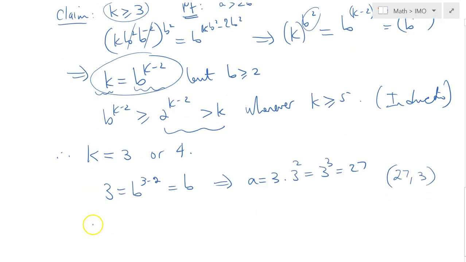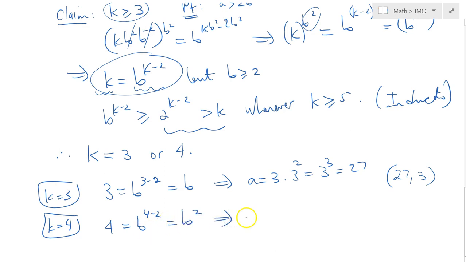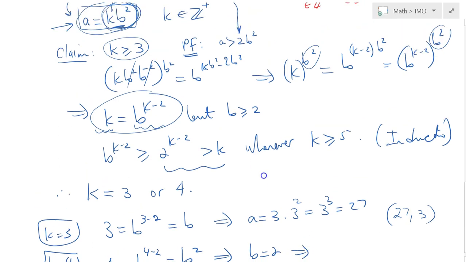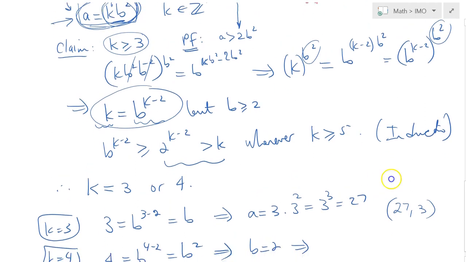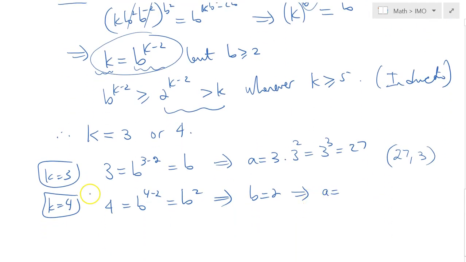And finally, when k is equal to 4, we have that 4 is equal to b to the power 4 minus 2, which is equal to b squared, but b is a positive number, implying that b is in fact equal to 2. And now again, plugging into this expression, we have a equals kb squared, but k is 4, so 4 times b squared, which is 16. So therefore another solution would be 16 and 2.